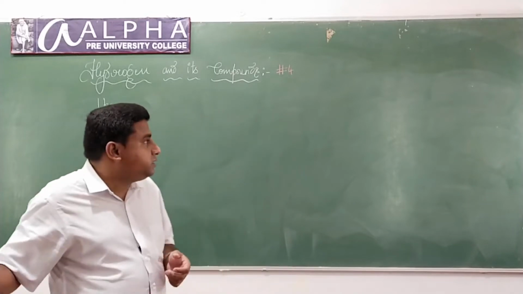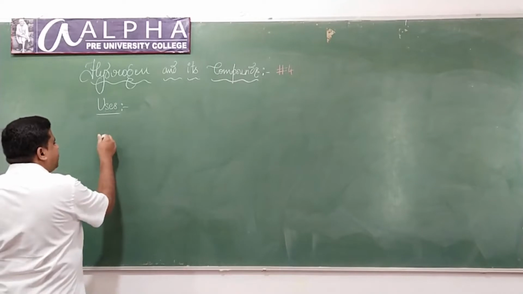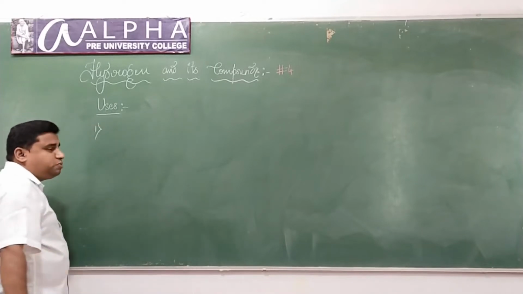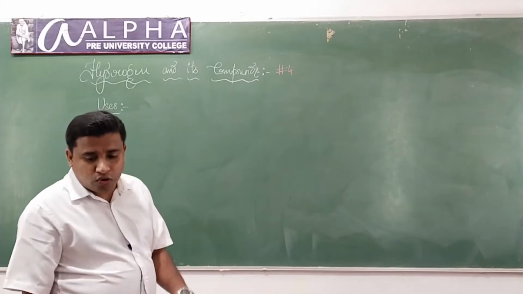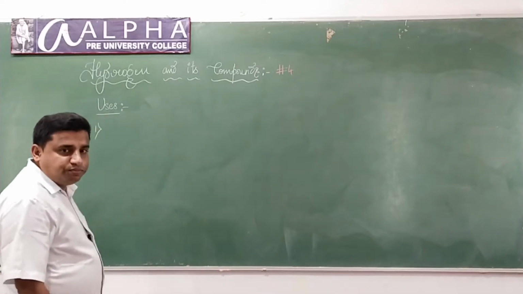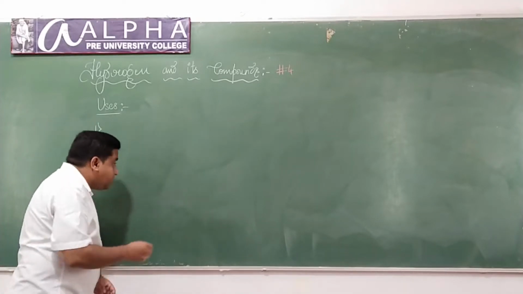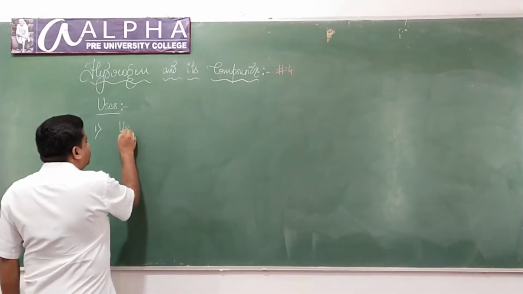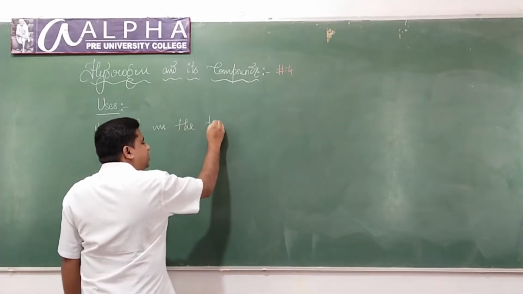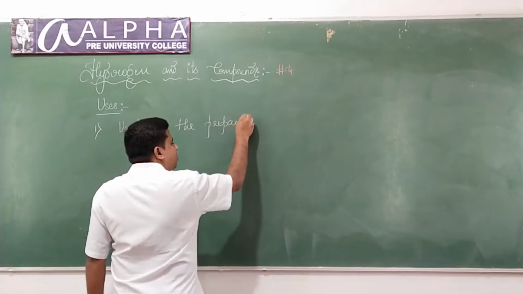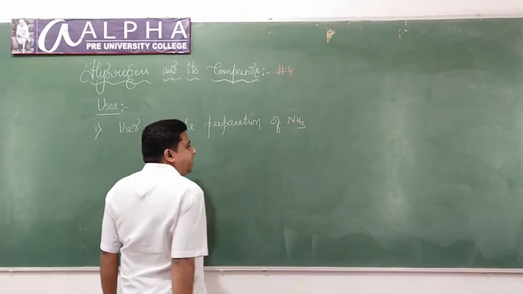Now what are the uses of dihydrogen? There are 6 to 7 uses. Please remember all the uses because there are chances that the questions might come from uses also. The first use: dihydrogen is used in the preparation of ammonia.